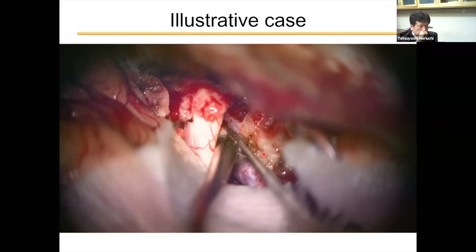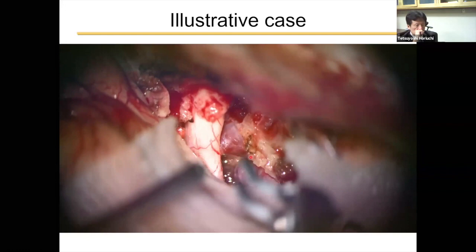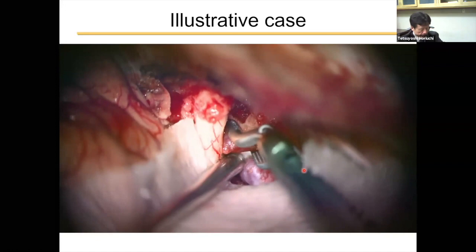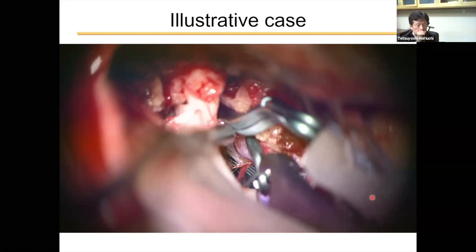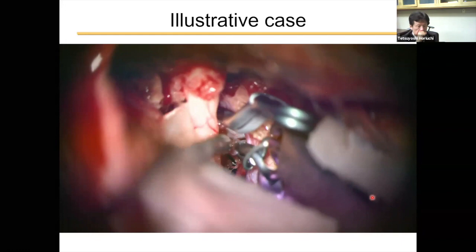You can see a bleb of aneurysm at proximal aneurysm. The bayonet type clip is applied not to occlude the ophthalmic artery. And distal aneurysm is obliterated with a mini clip like this.